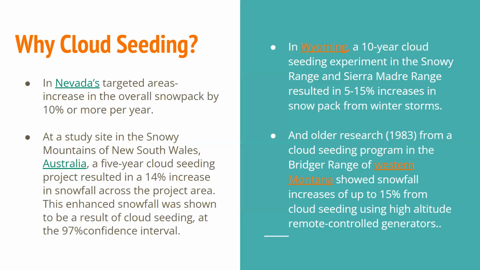So why cloud seeding? Well, cloud seeding is used all over the world as a method for enhancing winter snowfall and increasing mountain snowpack, supplementing the water supply available to communities of the surrounding area. In studies around the world, the effectiveness of cloud seeding differs from project to project, but long-term cloud seeding projects have been shown to increase the overall snowpack. And here are some examples: Nevada, Australia, Wyoming, Western Montana.